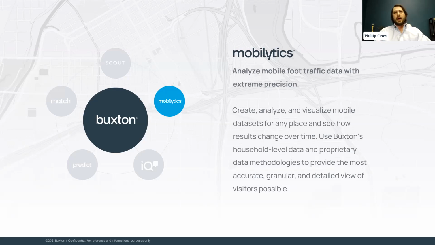So we developed what we call proprietary signal clustering techniques that really allow us to have a high degree of confidence that a device is where we think it is when we go to count it in our analyses.